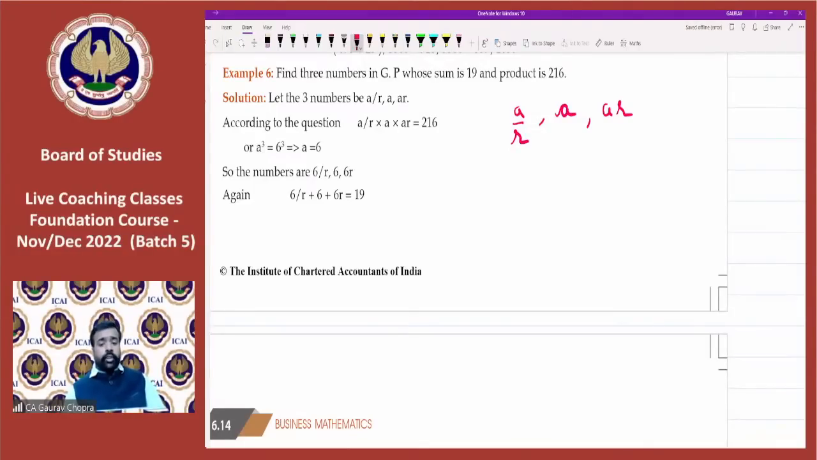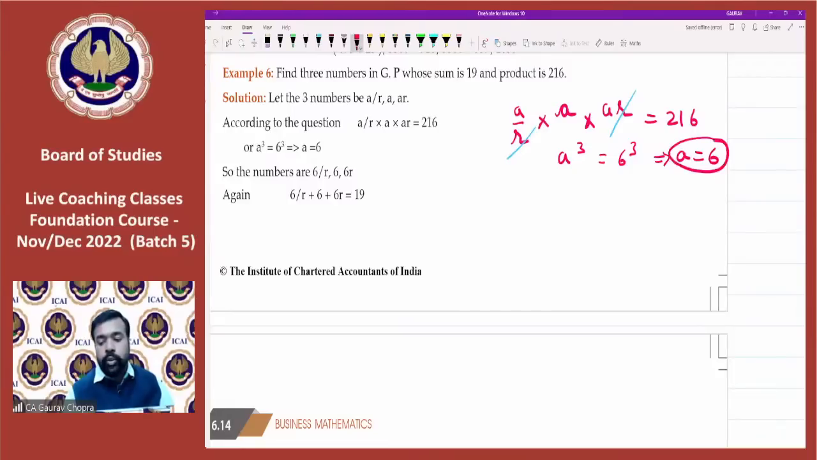The product of the three numbers is 216. So we can multiply this. And the product is 216. So R gets cancelled. A cubed is equal to 6 to the power of 3. So when powers are same, base will be equal. A is equal to 6.